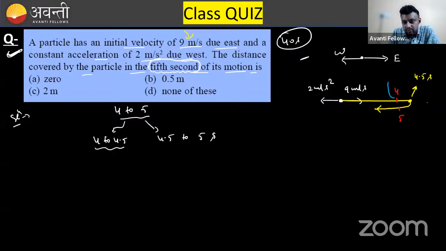At t equals 4 seconds, what will be the velocity of the particle? Without using the kinematic equation, you need to answer. What should be the velocity of the particle? Your responses are very slow. At t equals 4 seconds, its velocity will be what?